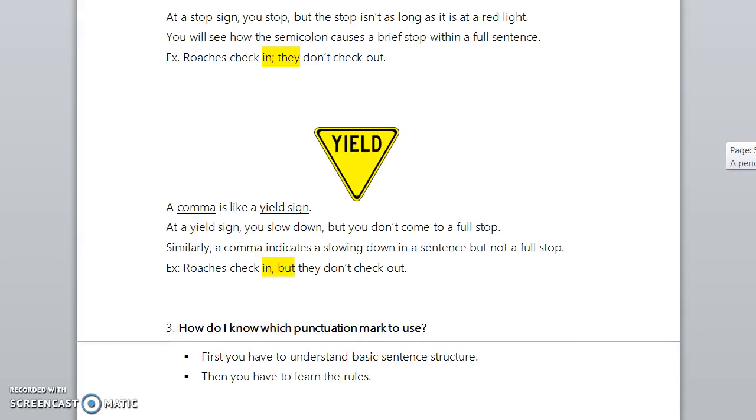What happens when you're driving and you get to a yield sign? A comma is like a yield sign. At a yield sign, you slow down, but you don't come to a full stop. Similarly, a comma indicates a slowing down in a sentence, but not a full stop. For example, roaches check in, comma, but they don't check out.